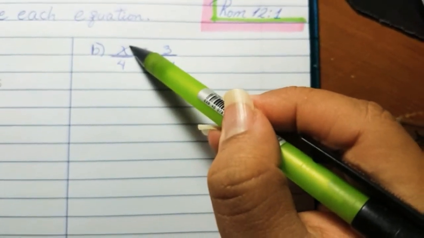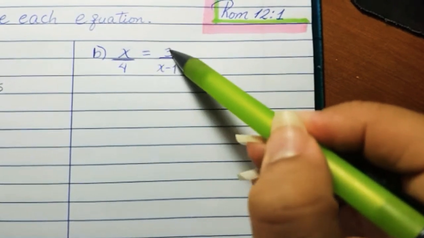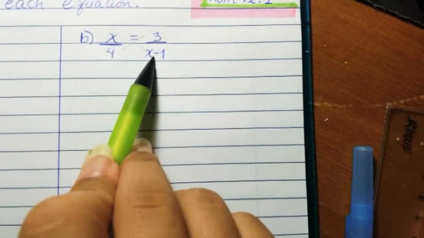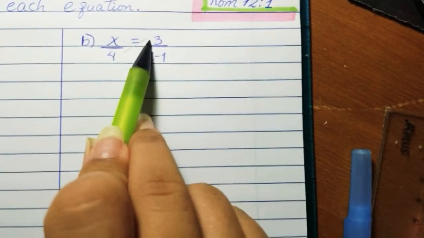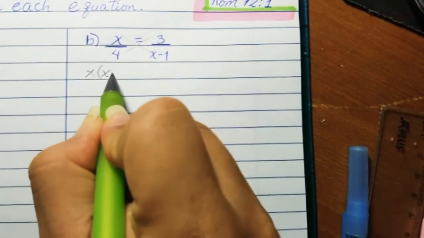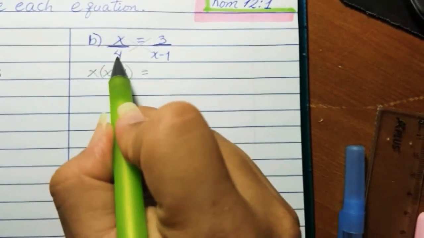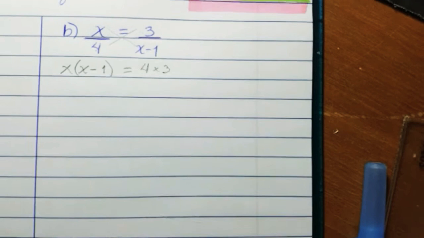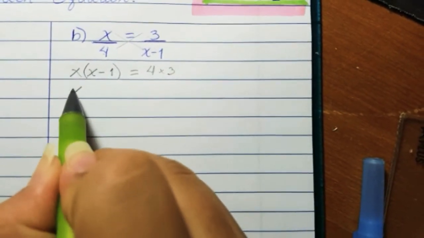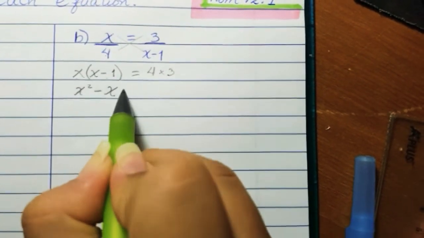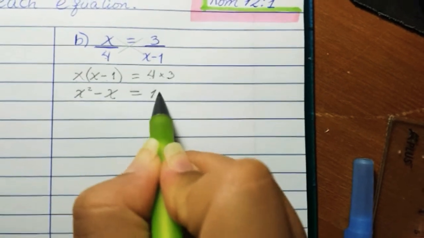We saw that we have two proportions made equal, so we're going to use cross multiplication to simplify that. This x multiplies this x minus 1, and this 4 multiplies the 3. So x times x minus 1 equals 4 times 3. Now let's simplify that. x times x, x to the second power. x times negative 1, negative x. That equals 4 times 3, 12.